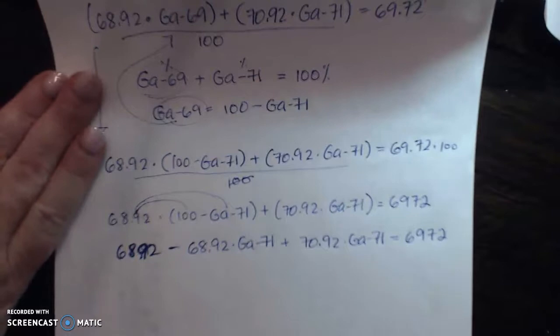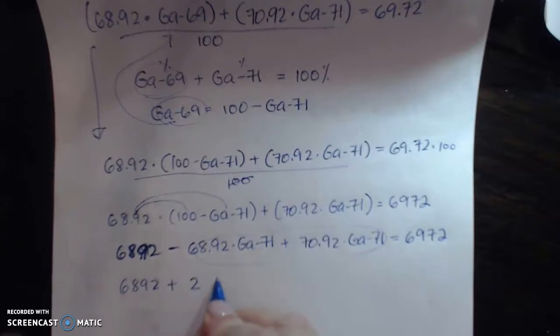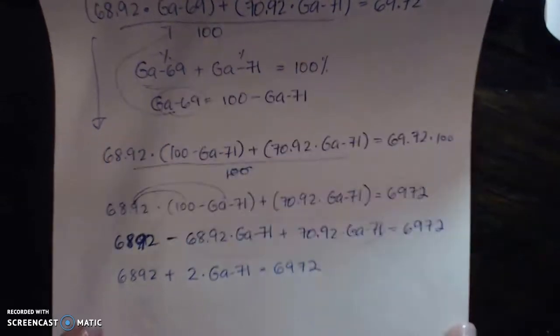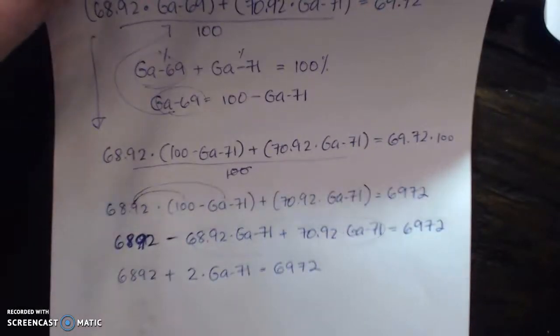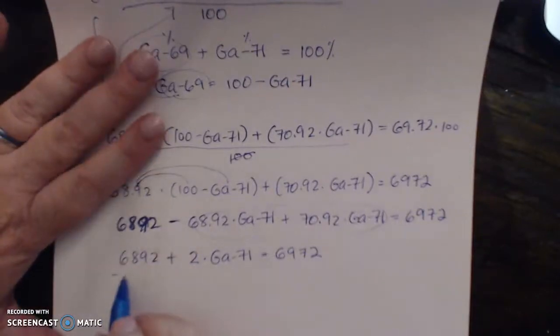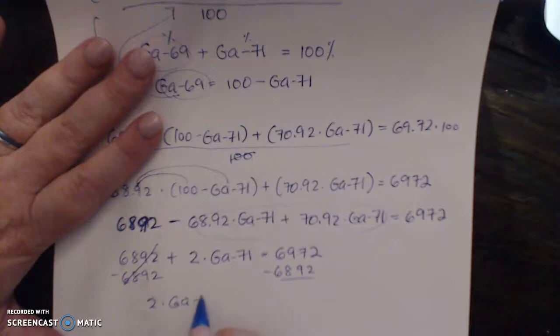So now we are going to combine these like terms. So we've got 6,892 plus 2 times gallium-71 equals 6,972. All right, so now we're going to get our 2 times gallium-71 on the same side. So I'm going to subtract 6,892 from both sides. That goes away. So I have 2 times gallium-71 equals 80.